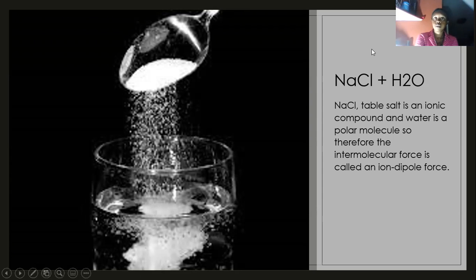An important role in salt and water mixtures comes from intermolecular interactions. NaCl, table salt, is an ionic compound and water is a polar molecule. So therefore, the intermolecular force is called an ion-dipole force. In this scenario, osmosis takes place across a semi-permeable membrane, and Science Scope discusses that the concentration is a ratio of molecules of solute to solvent, and that the cell membrane allows for some passage of water, which can result in a net gain or net loss.